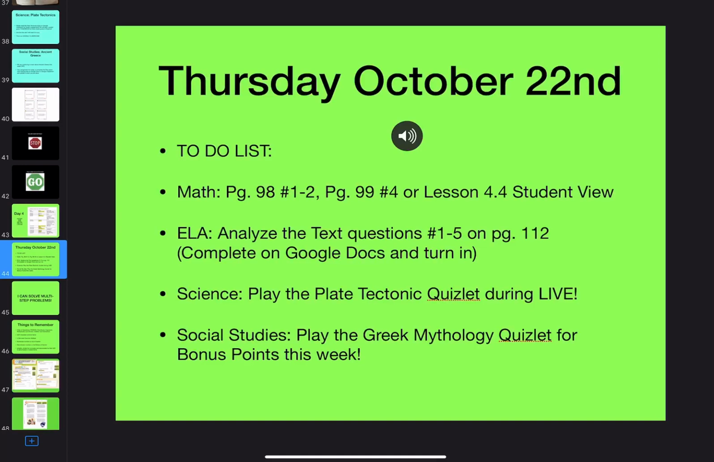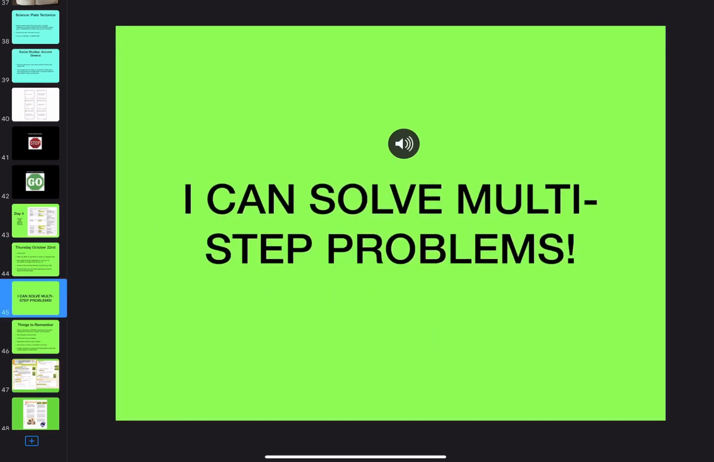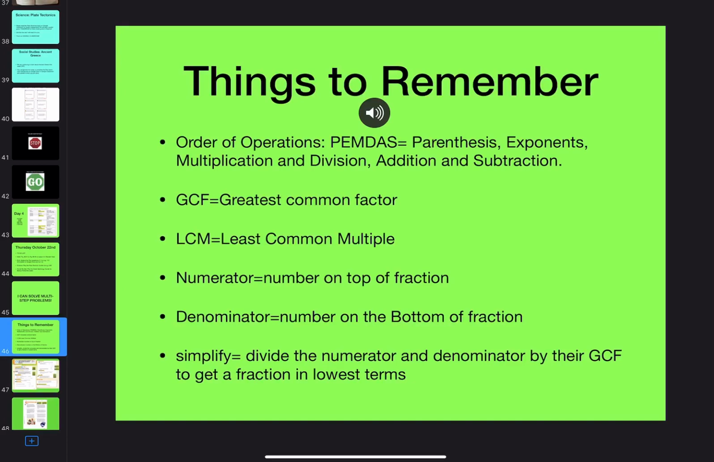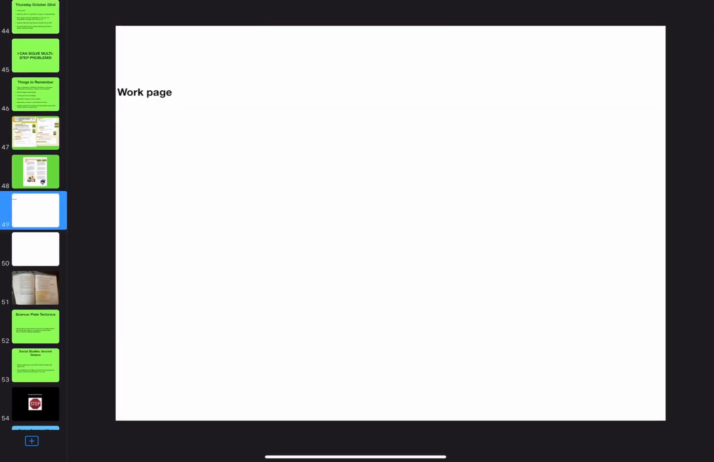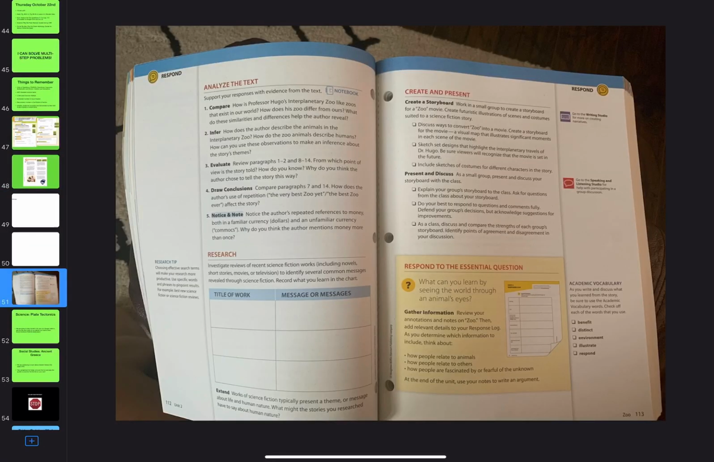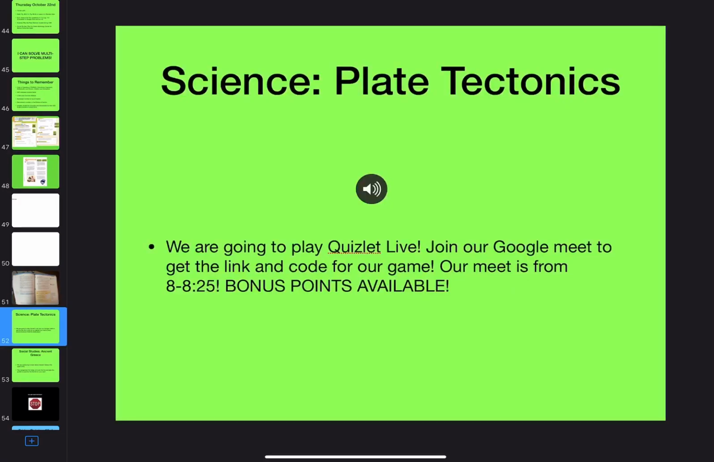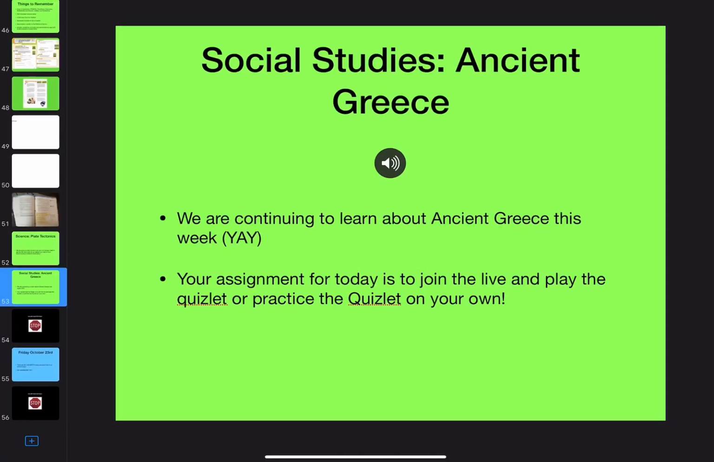And then today's to-do list, which is your math, your ELA, your science, and your social studies. And we're going to play Quizlet for science and social studies for some bonus points today. So anybody who participates is going to get a participation grade. If you win the Quizlet, I'm going to give you some bonus extra credit points. And then our math, I can solve multi-step problems. Here's some things to remember. And the textbook pages, some blank work pages for you. And then your ELA page that we're working with today. Science is plate tectonics, the Quizlet, and social studies is the Quizlet.